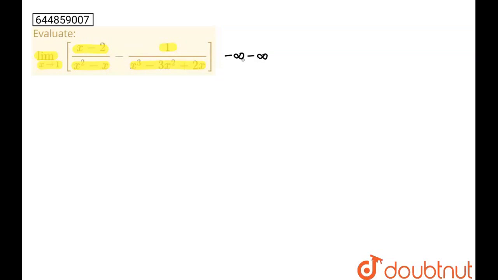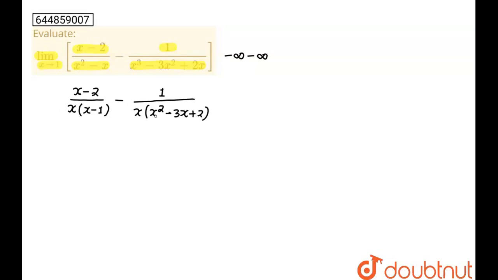Okay, what I am going to do, see, I am going to change this first expression. How I will change? I will take LCM of both. But before taking LCM, I am going to arrange this expression so that LCM can be easy. So I'm going to take x common, so this will become x minus 1 upon x, minus 1 upon, over here when I will take x common, then this will become x square minus 3x plus 2.